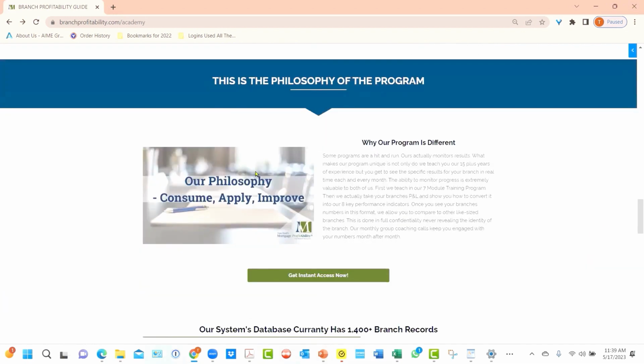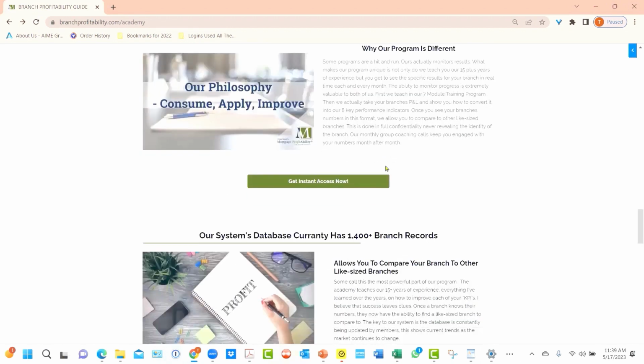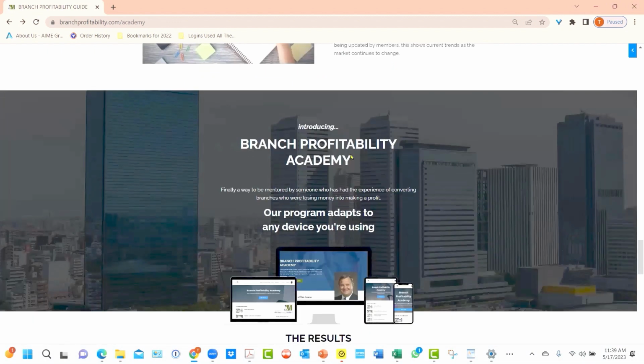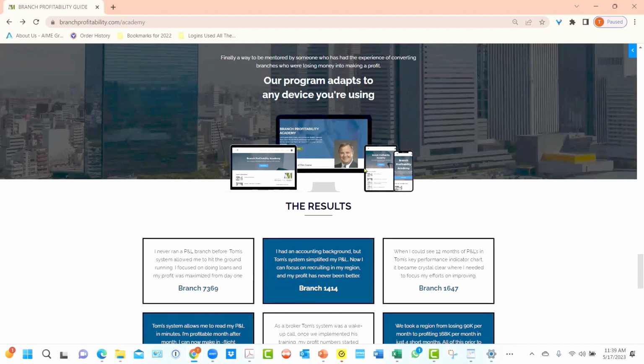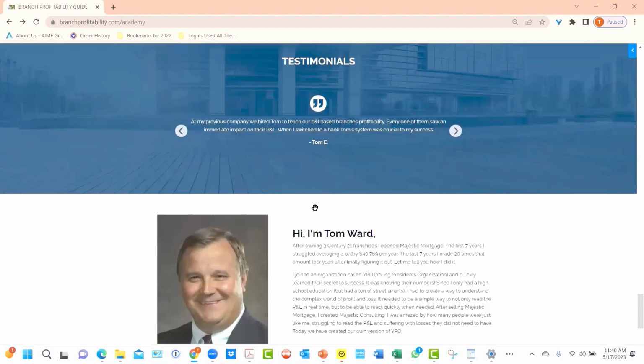Coming down here even further, I would encourage you to read the philosophy piece of what's there. This gives you an idea of what the database is currently at. The Profitability Academy, you can watch this on an iPad, a Mac, a PC. I spent enormous time making sure that all the looks were correct. This shows you some results of some of the branches that have already, this is by private consulting, gone through the process. This gives you a little bio.